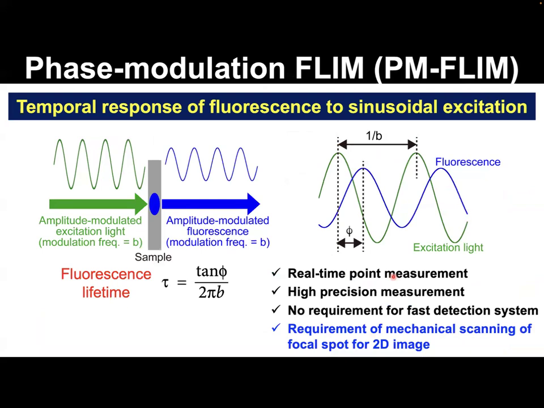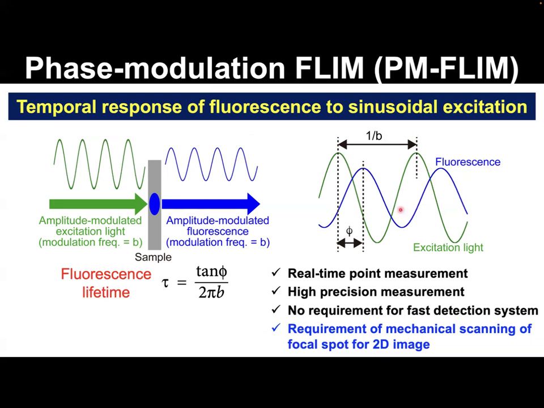PM FLIM is based on the temporal response of fluorescence to sinusoidal excitation, like here. When a sample is excited by amplitude-modulated light at a modulation frequency of f, the resulting fluorescence is also amplitude modulated at the same frequency f. The right shows a comparison of the temporal waveforms of excitation and fluorescence. Although they are synchronized with each other, there is some time delay between them due to the fluorescence lifetime process.